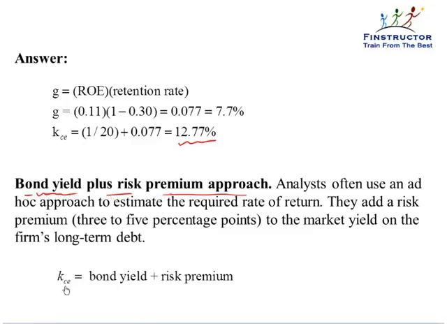So the cost of equity is the bond yield, that is the yield on the long-term debt, plus a risk premium. This risk premium historically has been seen to be around 3 to 5 percentage points, but depending on the economy and the state of affairs, the premium can be much higher or lower. In good times, this premium is lower. In bad times, this premium becomes higher.